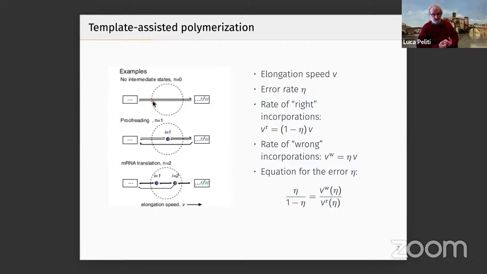If you introduce proofreading, it requires keeping the system out of equilibrium, because you have to push the system away from the intermediate state in one direction rather than the other.